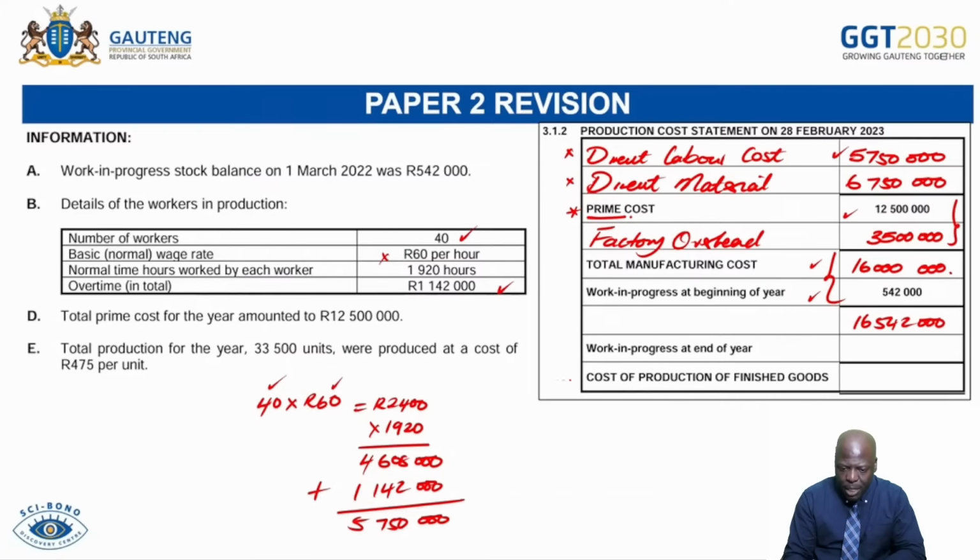And then to complete this bottom part, there are several ways in which an examiner can ask you to complete this production cost statement. Remember, you can do it from the top to the bottom or from the bottom to the top, depending on how it is structured.